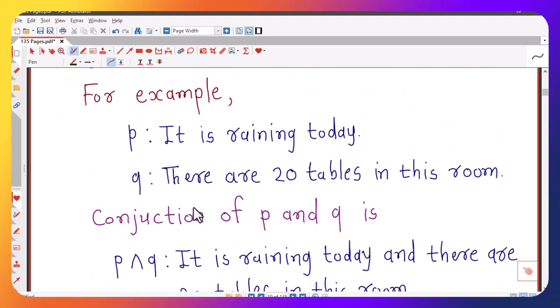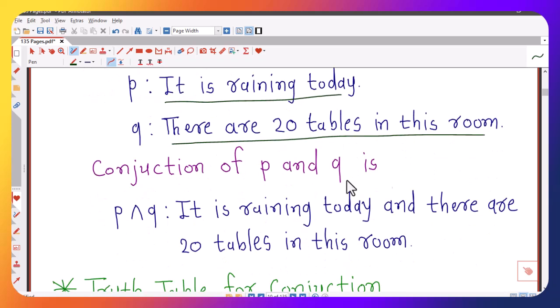This proposition is called the conjunction of P and Q. For example, suppose I am taking these two propositions. P is it is raining today, and Q is there are 20 tables in this room. Then the conjunction of P and Q is: it is raining today, that is P, and Q, that is there are 20 tables in this room.